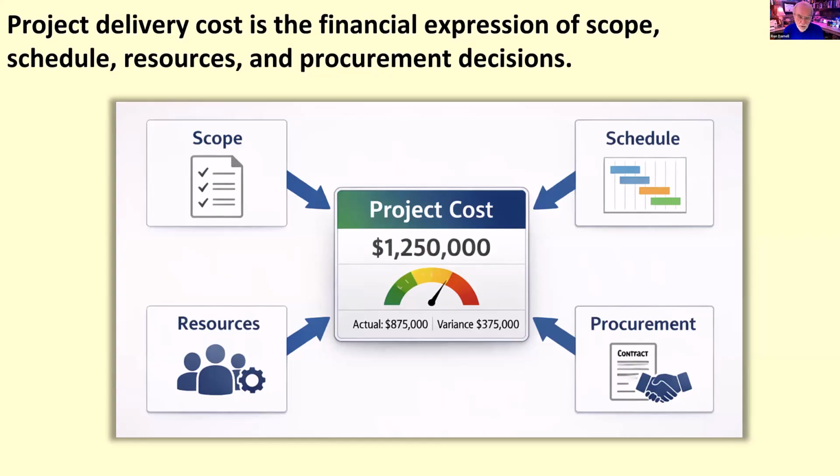So in other words, cost is connected to the work the project intends to perform. And if the scope expands, costs usually expand with it. If activities require more time, specialized labor, equipment, or purchased services, the budget is also affected. And that's why project delivery costs should be understood as an integrated outcome of all these planning decisions rather than just a separate administrative task.